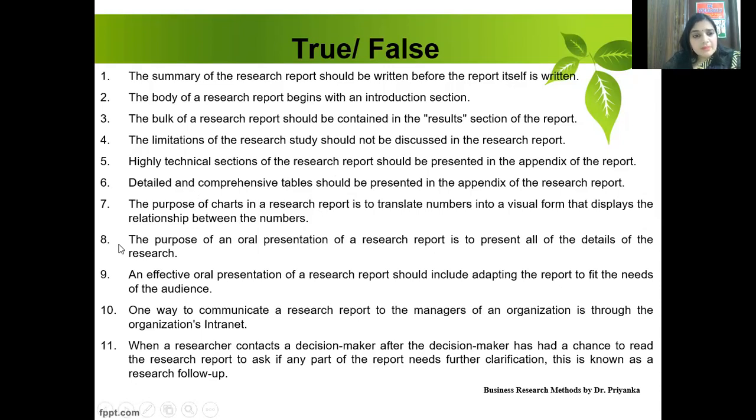It's true. Eighth is, the purpose of an oral presentation of a research report is to present all of the details of the research report. The purpose of an oral report is basically to highlight the most important findings of a research report and provide clients or line managers with an opportunity to ask questions. Through presentation and practice, you can make very effective presentations, right? So it is not for providing all the details, but to present the results effectively. So it is false.